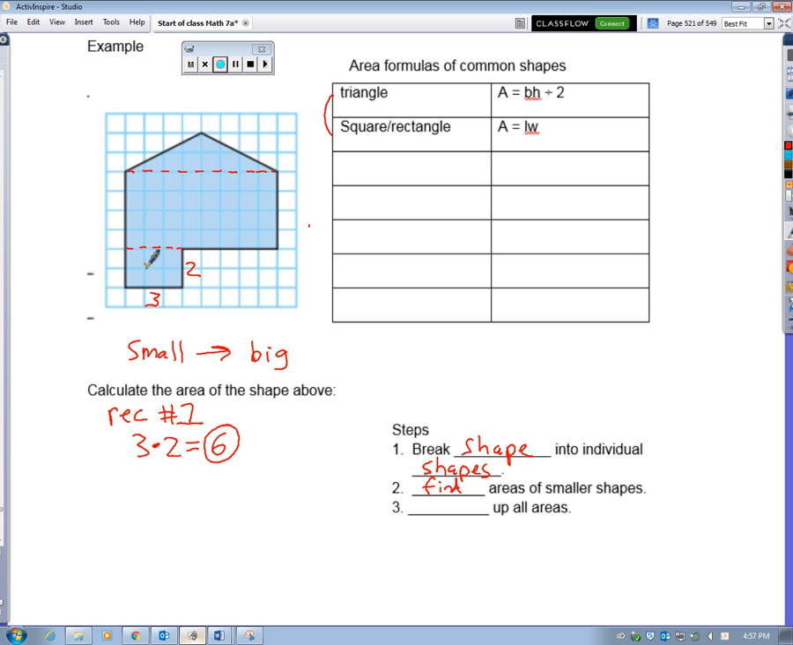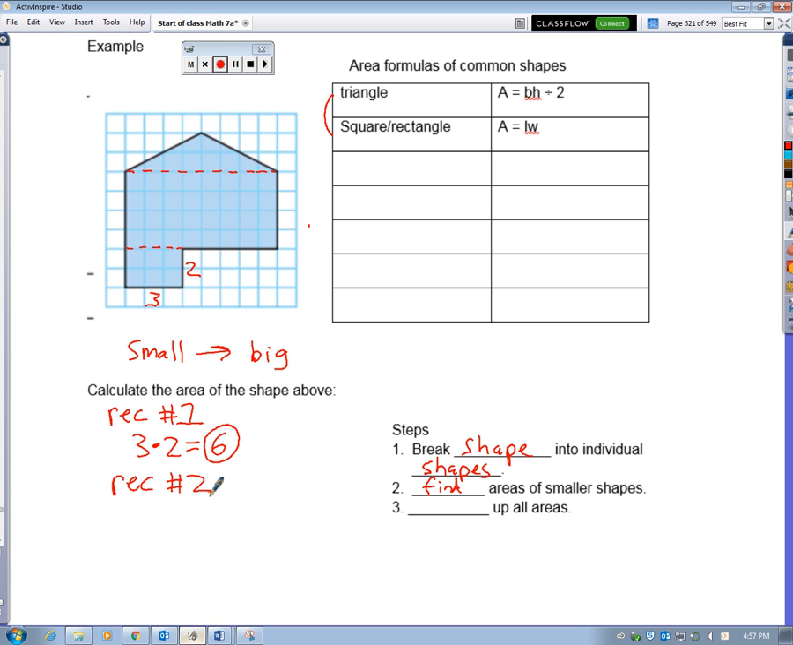Okay, either way is fine. The grid just helps us out to make sure our math is okay. Alright, now let's move on to the bigger rectangle. This is going to be called rectangle number 2. I'll just nickname it REC number 2.